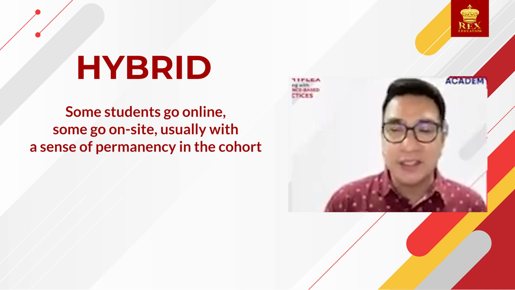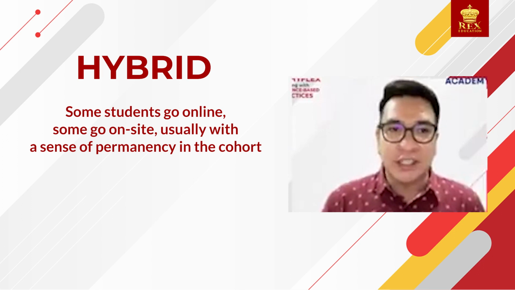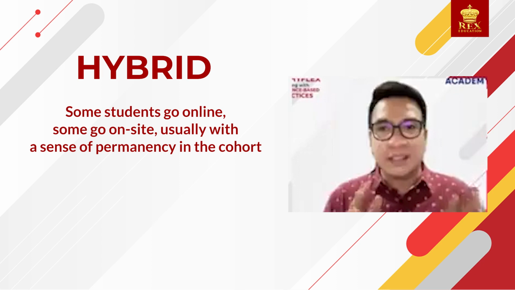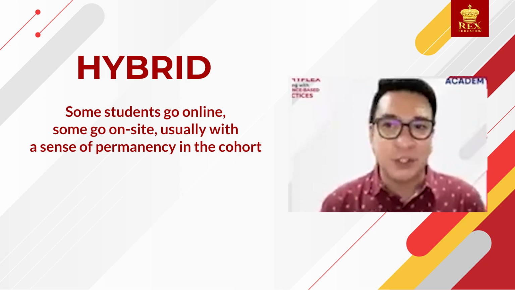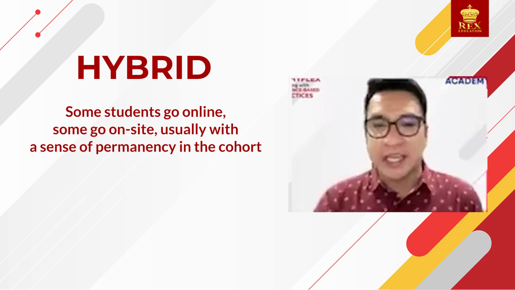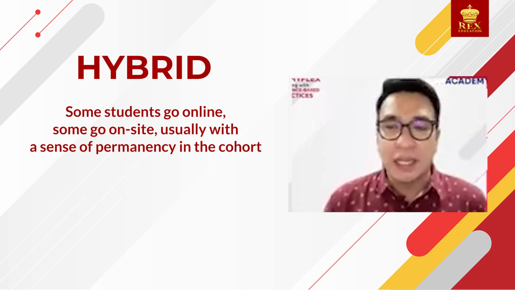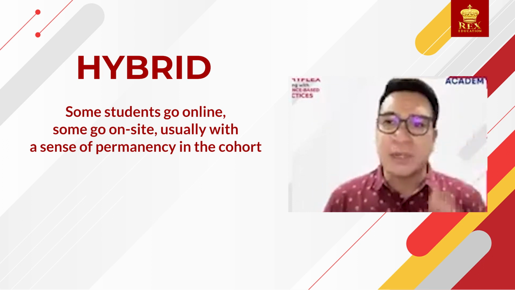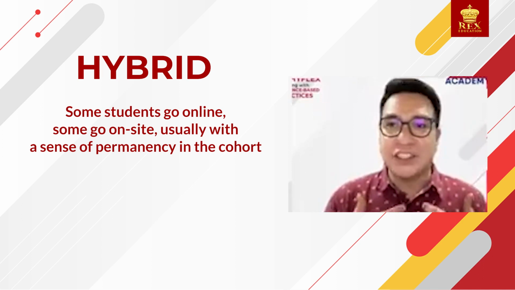Some students go online, some go on-site, usually with a sense of permanency in the cohort or group, but still open to change. Instruction is done at the same time. Commonly, there are different hybrid models, but usually instruction is done at the same time, so it's a synchronous live class, with the teacher teaching both online and on-site students. The question here is, how do we determine who goes online and who goes on-site? In hybrid, usually it's the school that determines.